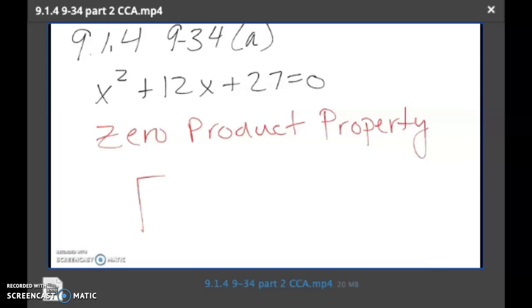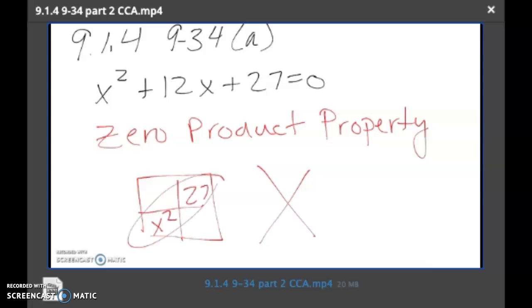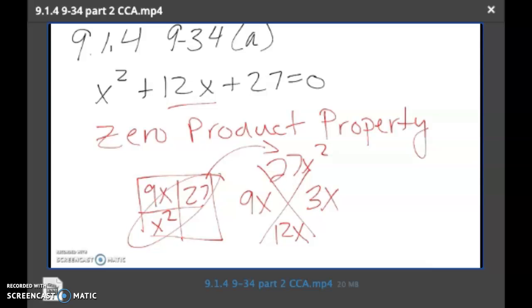I'm going to set these up. My x squared terms go in the bottom left-hand corner. My 1's in the top right. Multiply those together to get the top of my diamond. And then remember my x terms go in the bottom. And now I'm looking for those factors that multiply to give me 27x squared and add up to give me 12x. So those numbers are 9x and 3x. Put those into my generic rectangle.